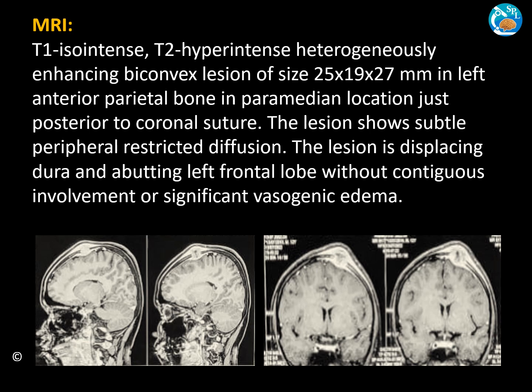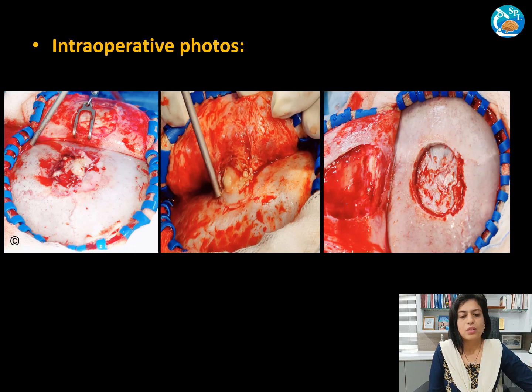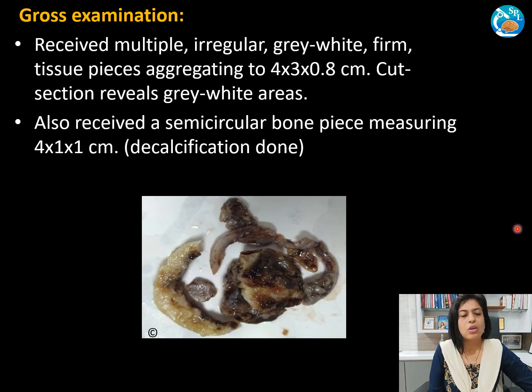This lesion showed subtle peripheral restricted diffusion. The lesion was displacing the dura and abutting the left frontal lobe without contiguous involvement or significant vasogenic edema. You can see these are the intraoperative findings. The lesion appears to be well circumscribed. This is what we received in the lab, soft and bony tissue pieces.